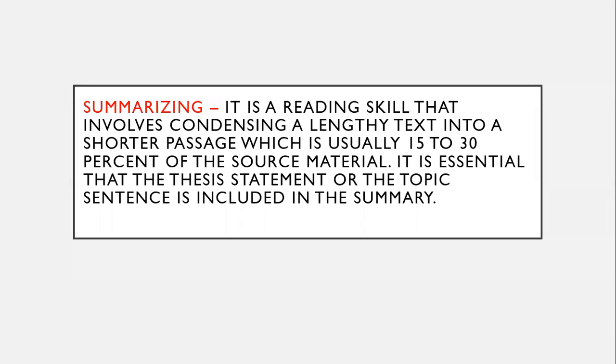Summarizing. It is a reading skill that involves condensing a lengthy text into a shorter passage, which is usually 15 to 30% of the source material. So summarizing is like retelling a story in a concise form, meaning you need to condense, you need to shorten the text that you read. You just have to include the necessary or important details when it comes to summarizing.